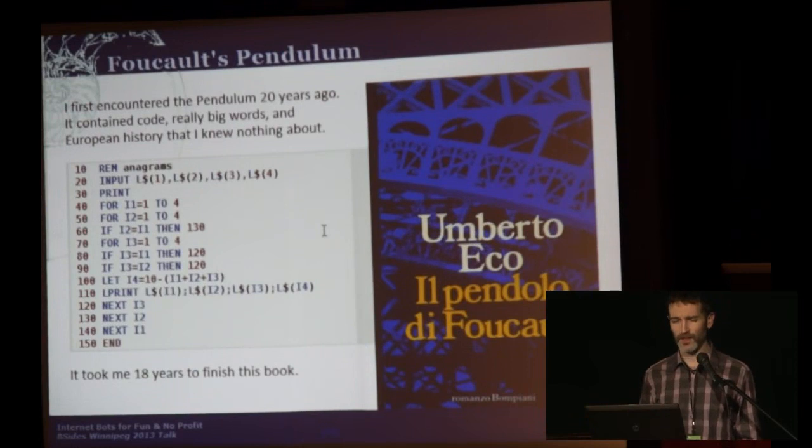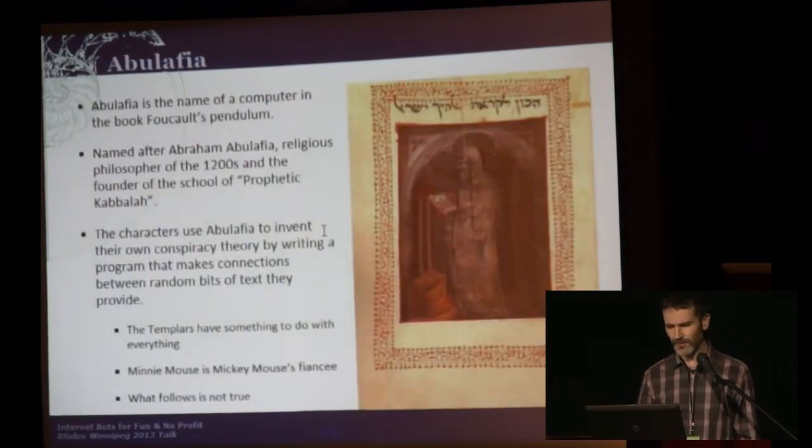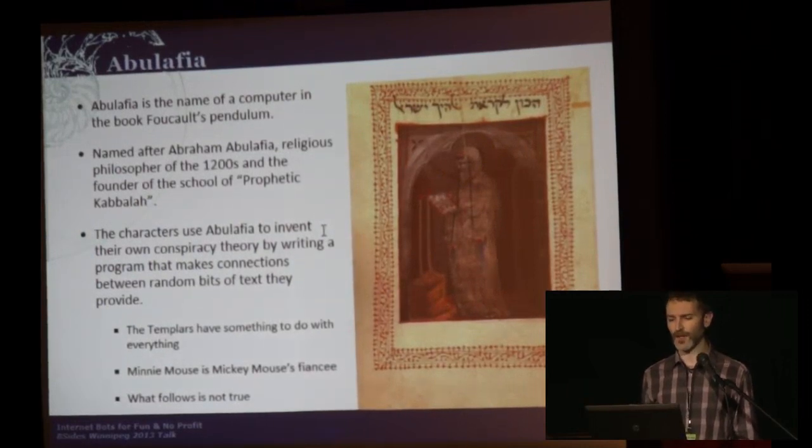The book also contained a lot of really big words and European history that I knew nothing about. And so it took me 18 years to finish the book. And that was okay. I finished it a few years ago. And in the book, there is a computer that goes by the name of Abulafia. The computer was named after a religious philosopher from the 1200s named Abraham Abulafia. And in the book, they use this computer to create their own conspiracy theory.